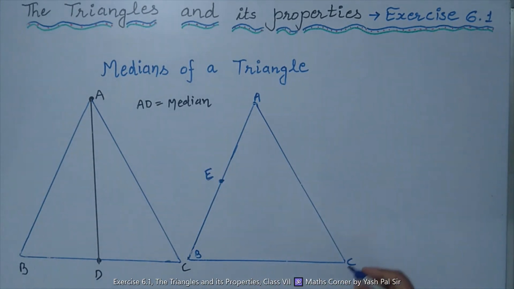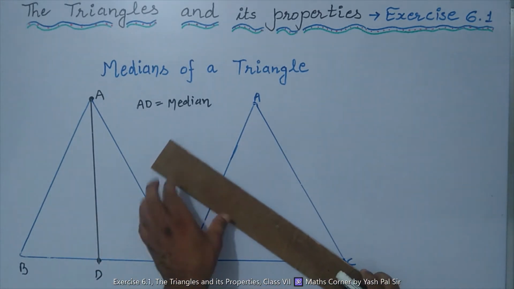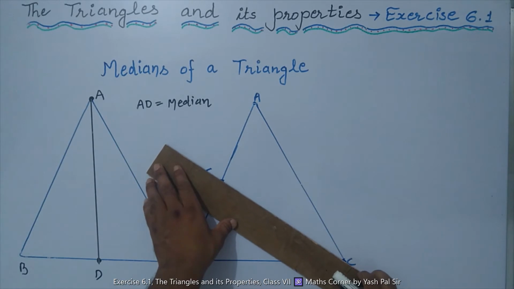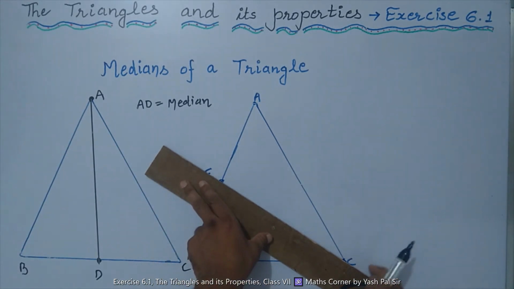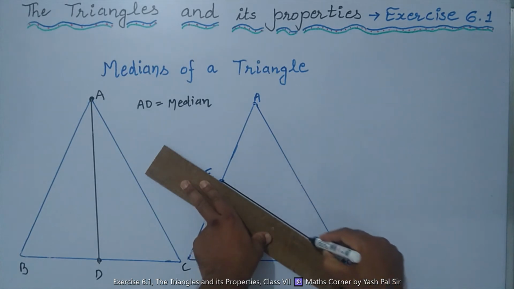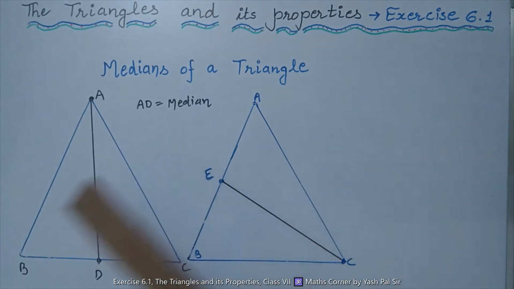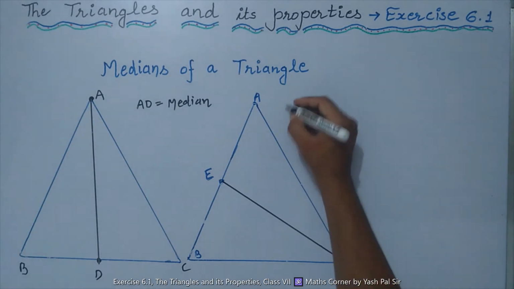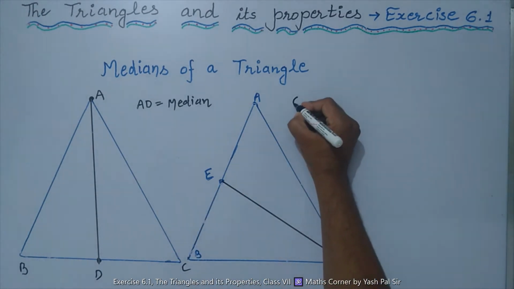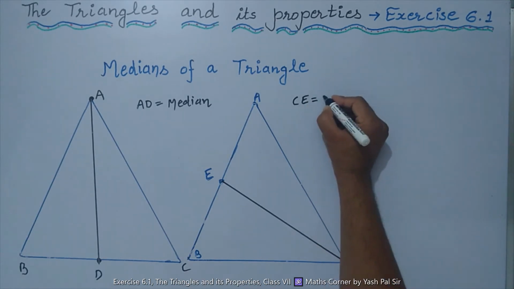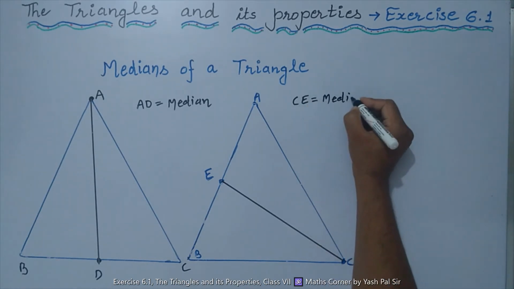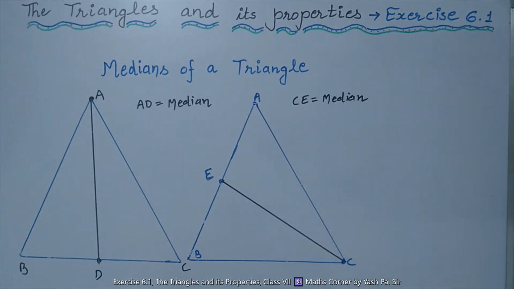Now what we are going to do, we are going to join C and E. Right, this way C and E are joined now. Right, so what we say now, CE is also median of the triangle. Right, one more median can have there. So let us see what is that.